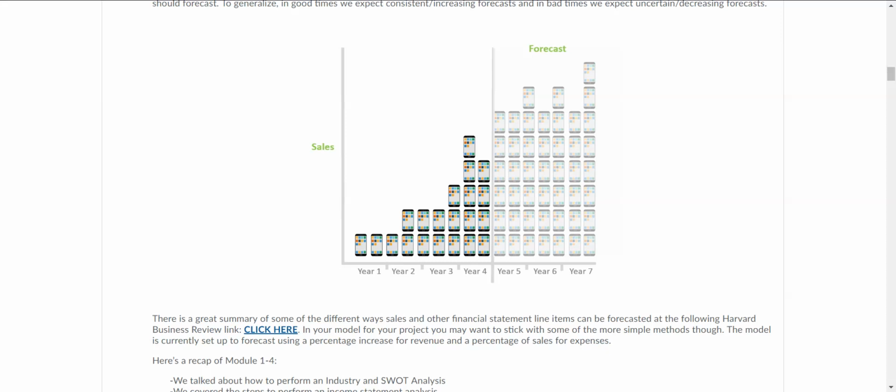You're welcome to certainly look at the Harvard Business Review and try to come up with any sort of advanced forecast, but you're certainly not required to do that.